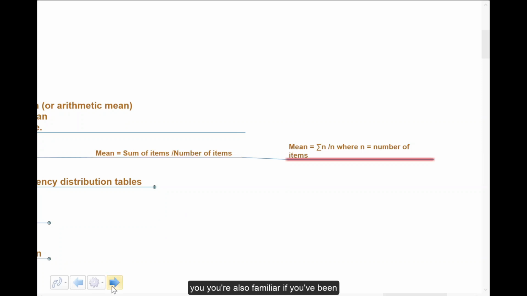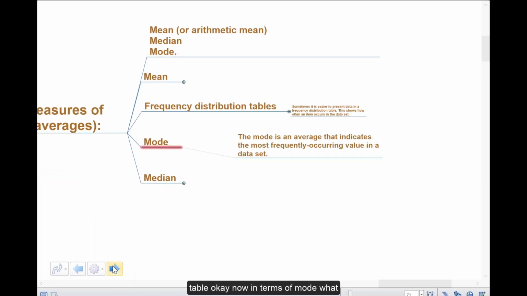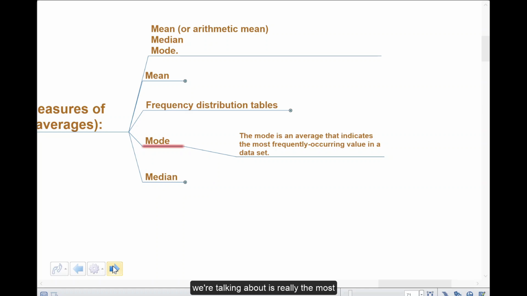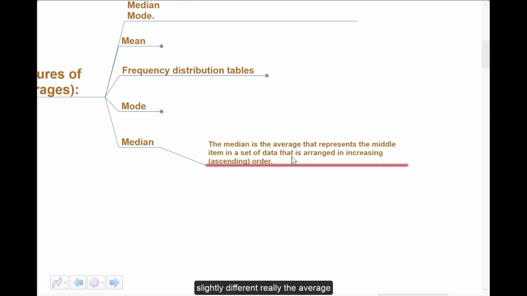You're also familiar, if you've been through the study hub, with the term frequency distribution tables, and often it's easier to present information in a table. Now, in terms of mode, what we're talking about is the most frequently occurring value in a given data set. Let's make sure that we know the difference between these three, and how to calculate them. The median, again, is slightly different. It's the average that represents the middle item in a set of data in increasing order. So let's learn off not just the definitions so far, but certainly the definitions of mean, mode, and median. Slightly similar, slightly different.